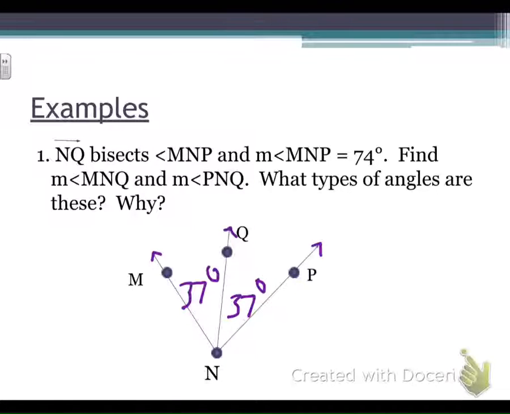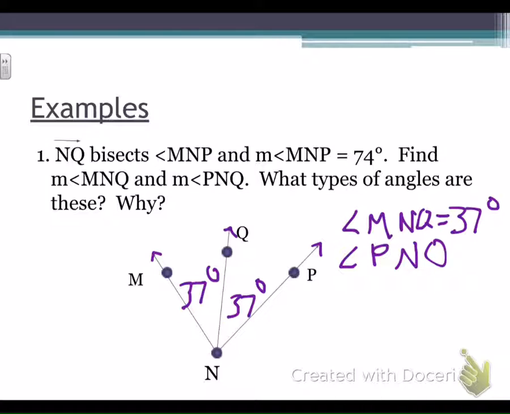You said 74 divided by what? Divide by 2, because if it splits it in half, right? A bisector splits it in half, so you divide by 2. 37, so the measure of angle MNQ equals 37 degrees. Then you would write the measure of angle PNQ is equal to 37 degrees.